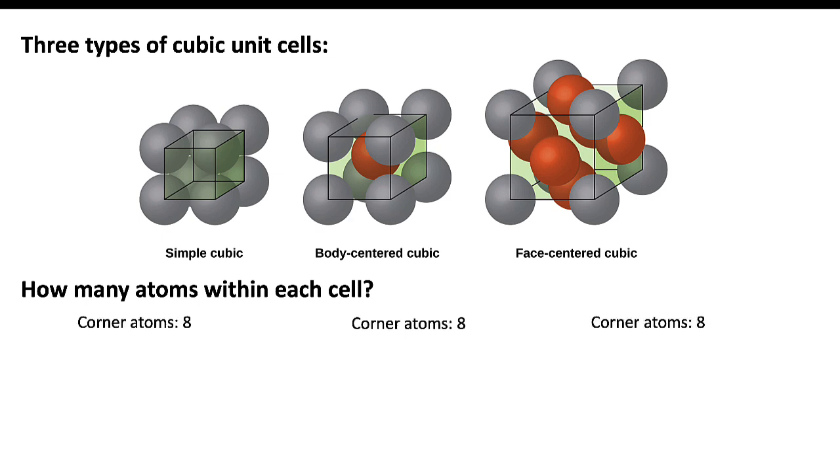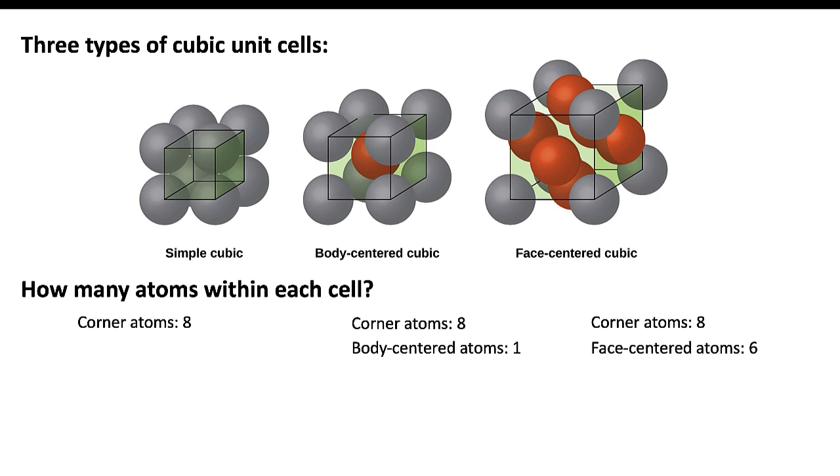We've looked at the simple cubic case already, where there are 8 corner atoms, and 1/8 of each of those atoms is within the cell. This is actually the case for all 3, whether it's body-centered or face-centered, we still have these 8 corner atoms present. Within the body-centered, we have 1 body-centered atom, and within face-centered cubic, how many atoms do we have that are involved? Well, we have 6 face-centered atoms.